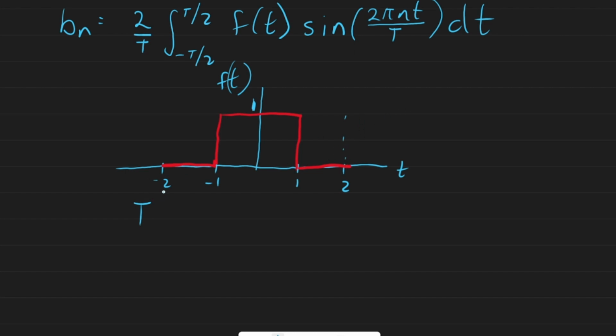So from minus 2, we have 1, 2, 3, 4. So our period is 4 seconds. Okay. So now we can proceed with our work.